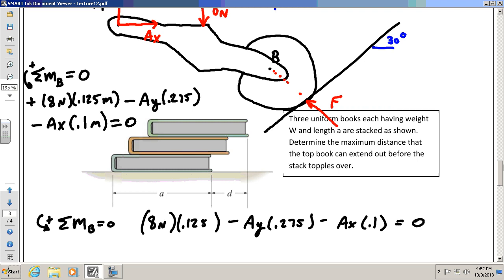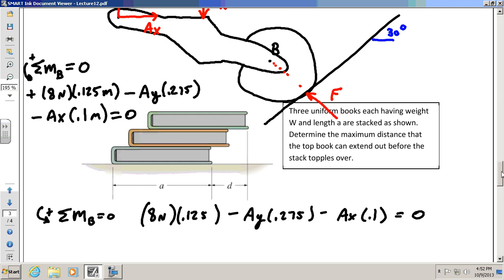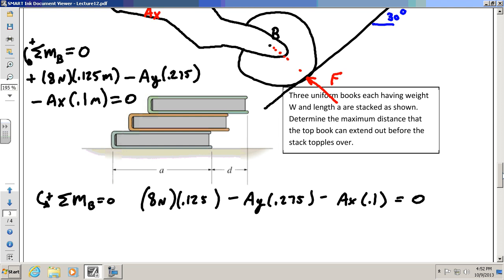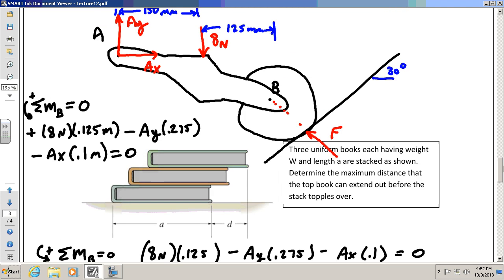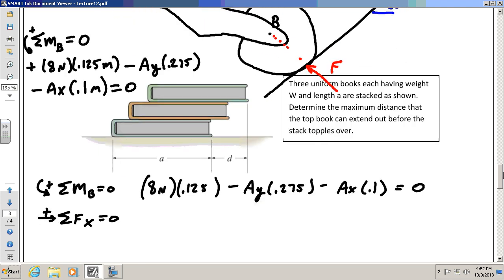Now you can't solve that one on its own. In this case, you're going to need to write the other 2 equations. You're going to have to write sum of forces in the x direction equals 0, right being positive. And what forces are in the x direction? Well, only 2. This is going to be AX, and a component of F is going to be in the x direction.